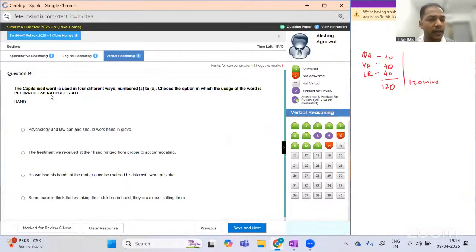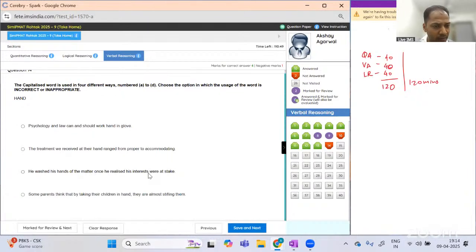All right. Again, the capitalized word is used in 4 different ways, numbered A to D. Choose the option in which the usage of the word is incorrect or inappropriate. Psychology and law can and should work hand in glove. Treatment we receive at their hand ranges from proper to accommodating. He washed his hands of the matter.